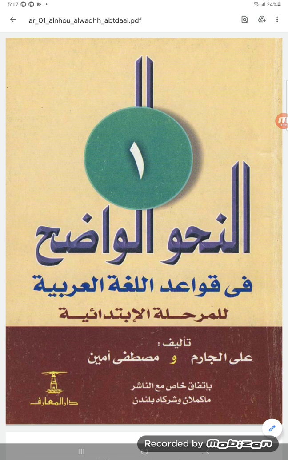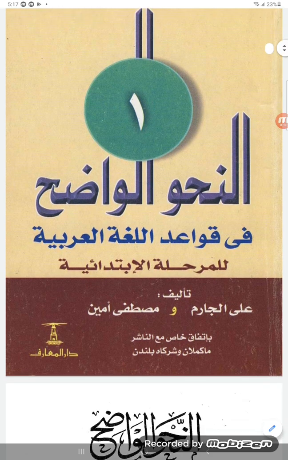Let's study a new kitab today. This is a very basic kitab. It's called Nahu walih. This is a beginner's level kitab. Those of you who want to study the Arabic language, this is a very good kitab to start with. So the title of the kitab is Nahu walih في قواعد اللغة العربية للمرحلة الابتدائية. Okay, so now let's go to the first lesson.